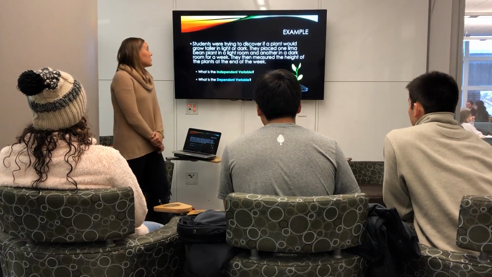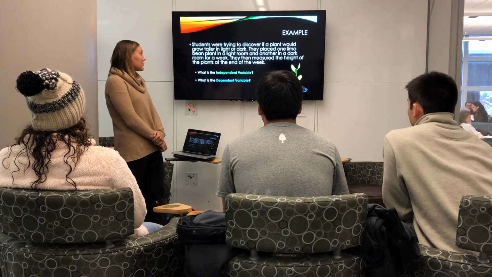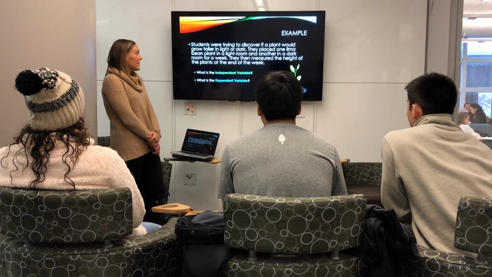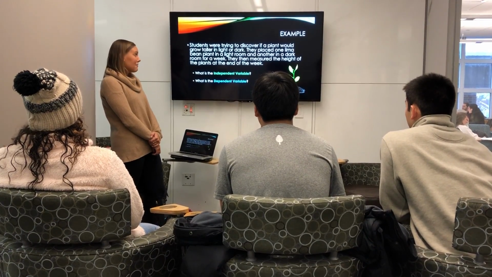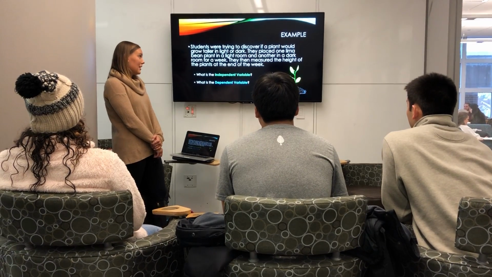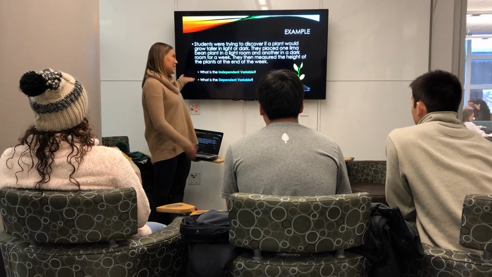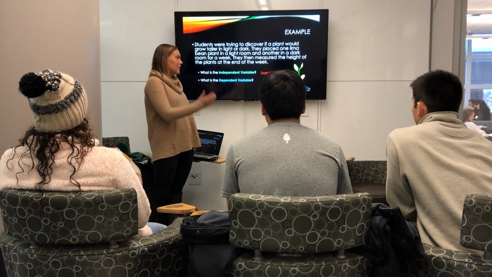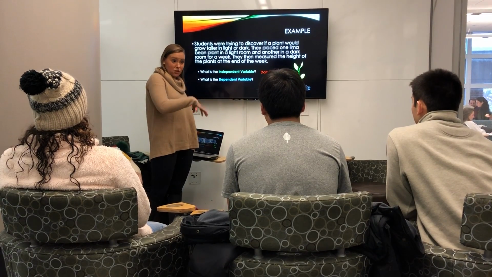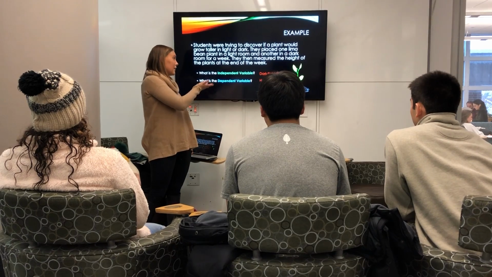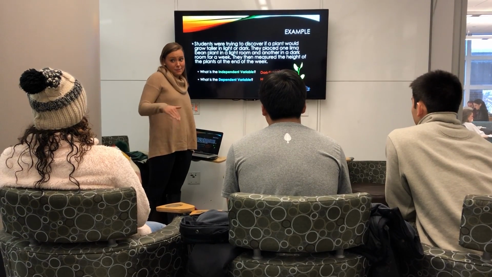So an example, students were trying to discover if a plant would grow taller in light or dark. They placed one lima bean plant in a light room and another in a dark room for a week. They then measured the height of the plants at the end of the week. What would be the independent variable? That would be the dark or the light room, whether the plant was in the dark or the light. And the dependent variable would be the height of the plant at the end of the week.